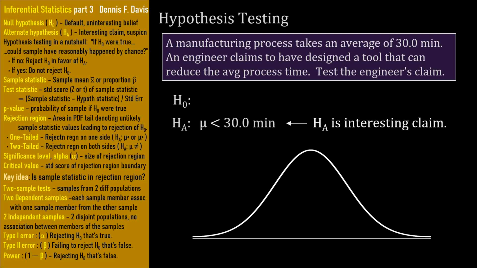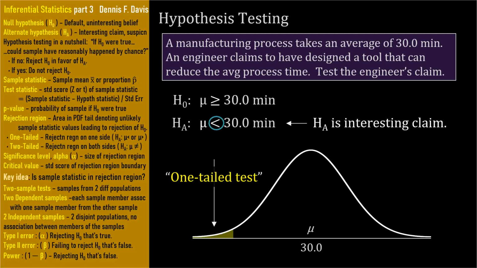H sub a is mu less than 30.0 minutes. We use mean mu instead of proportion p on the axis because minutes is a continuous random variable. H naught fills the rest of the horizontal axis, so mu greater than or equal to 30 minutes. The test is a one-tailed test with a rejection region out on the left side towards the direction of the alternate hypothesis, mu is less than 30 minutes.